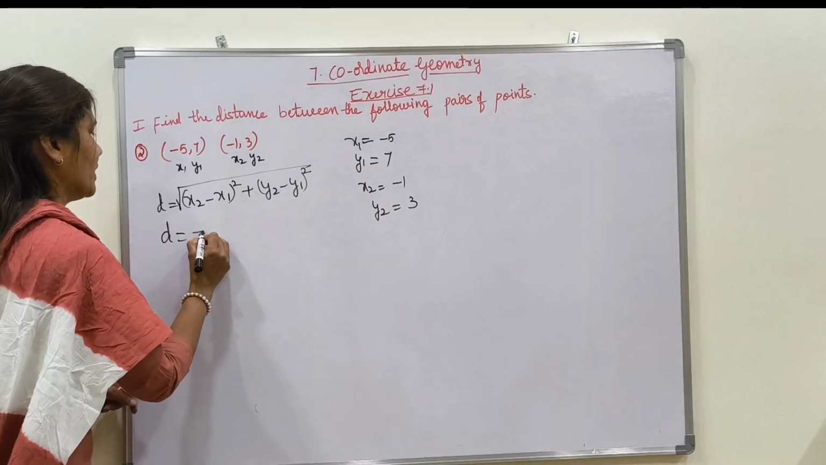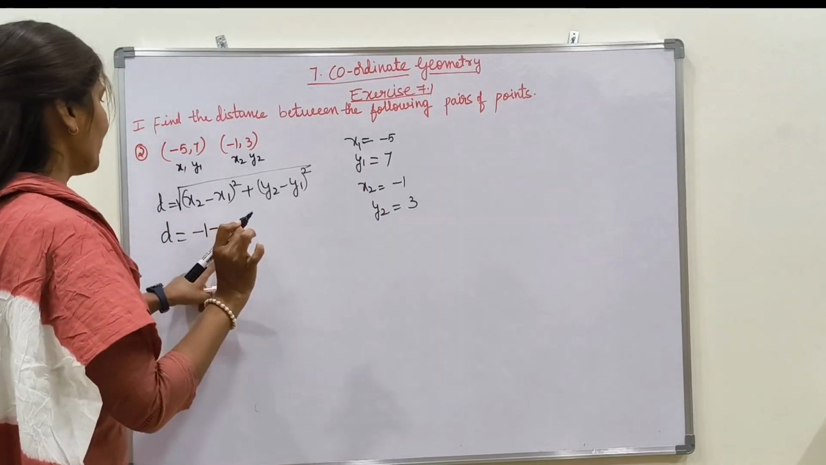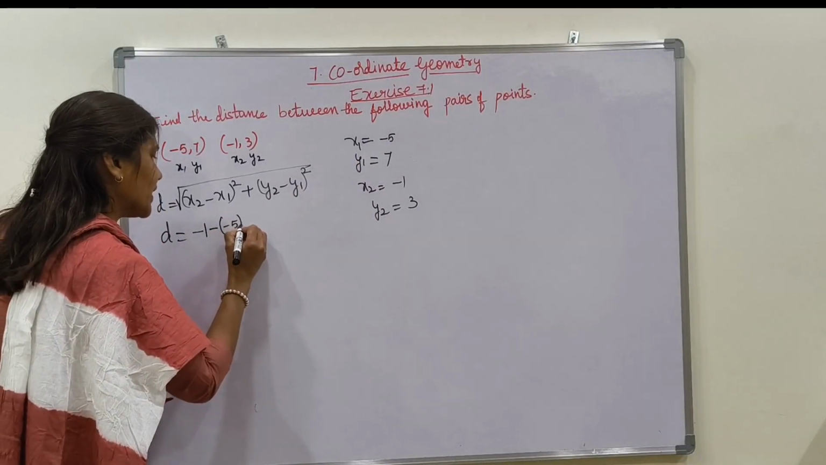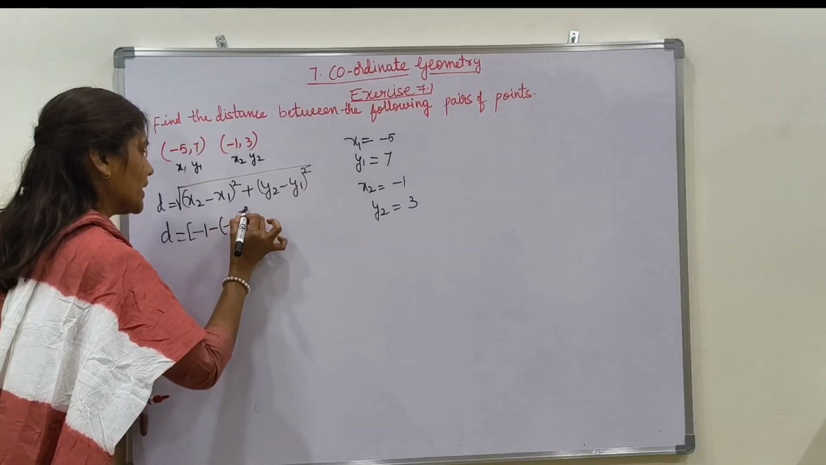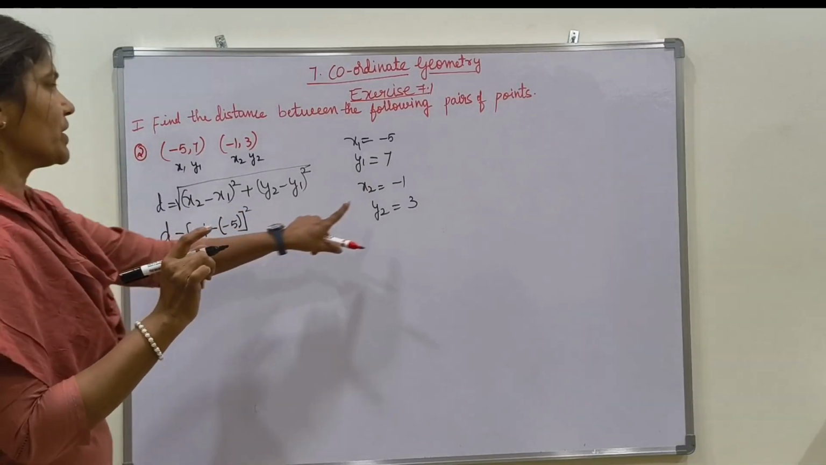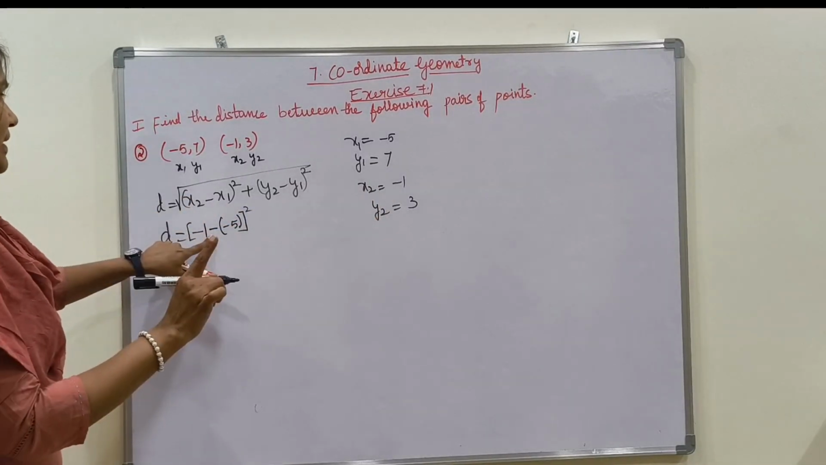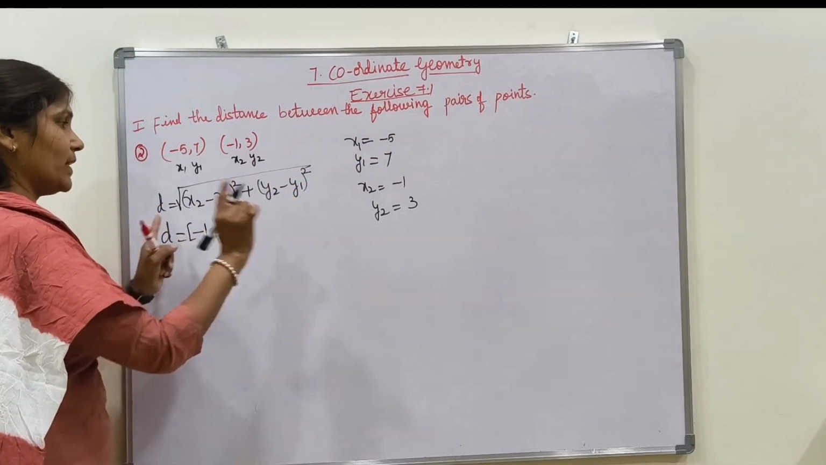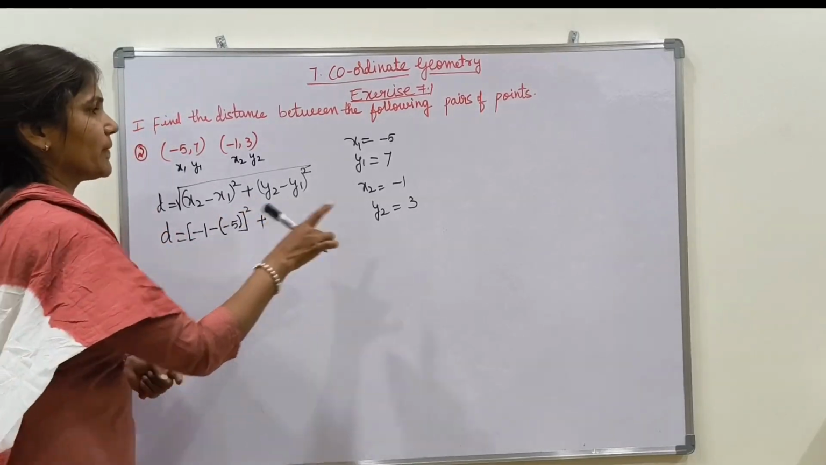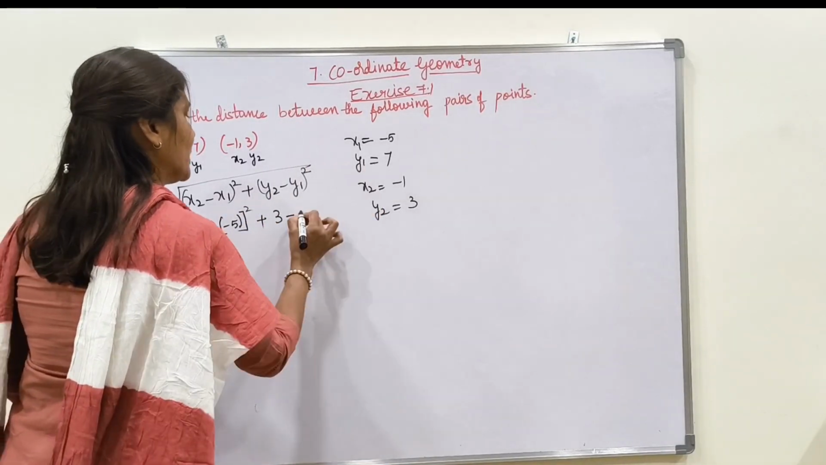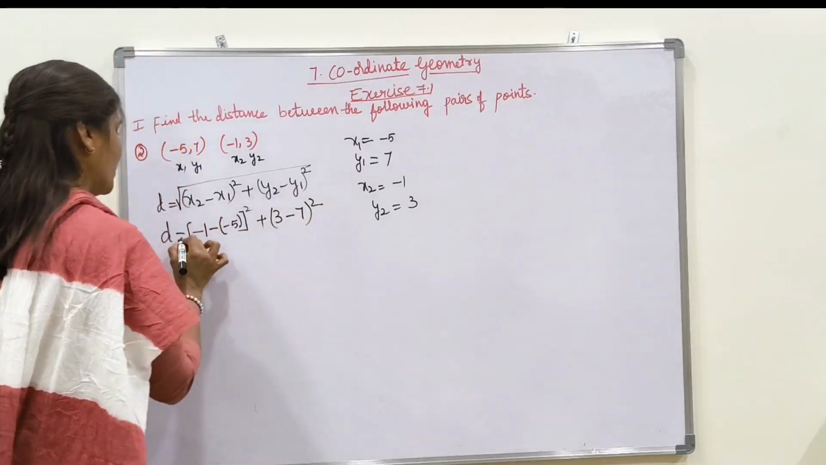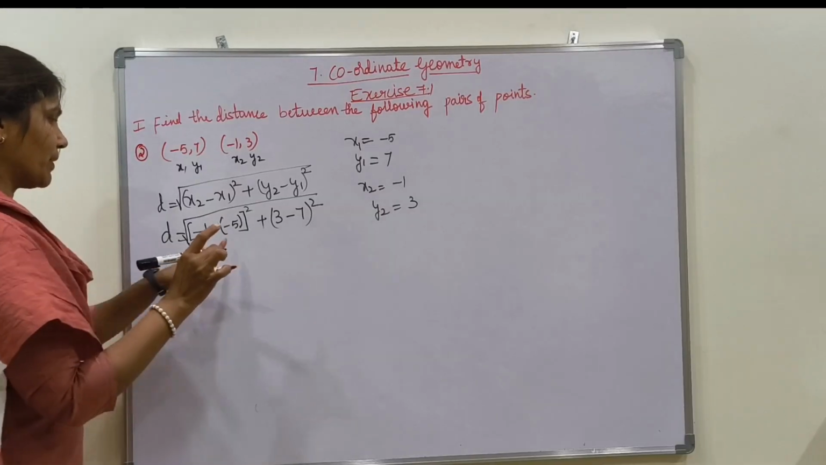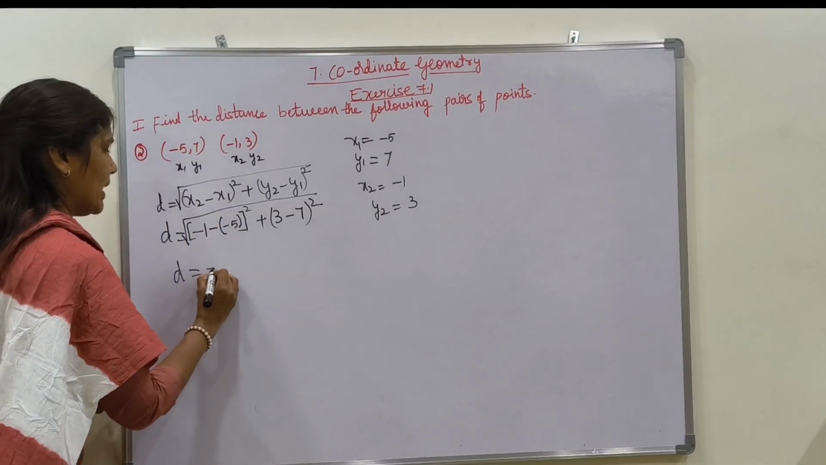X2 is minus 1. In the question minus is there. X1 is minus 5. So it is minus 1 minus of minus 5, carefully apply this, whole square. Once again, x2 is equal to minus 1, x1 is equal to minus 5, so minus of minus 5, whole square, plus y2, which is 3, minus y1, which is 7, whole square, under root. Now carefully simplify this. First we will remove this common bracket.